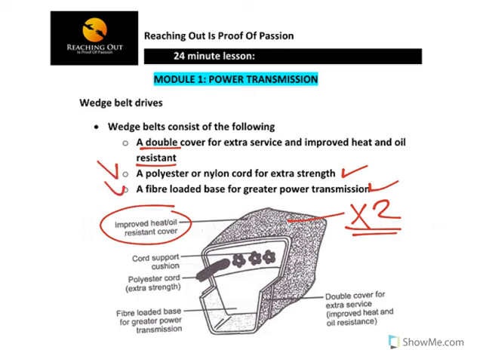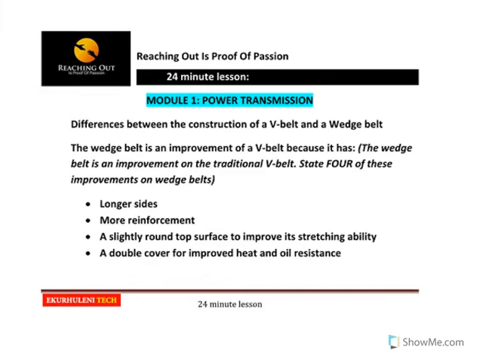All these are similar to the V-belt. The only difference is that it is a double cover in the wedge belt, while it is a single layer in the V-belt. Now, this diagram is also important for you to master because it can come in an exam. So you need to know which one to label as well as the short differences.